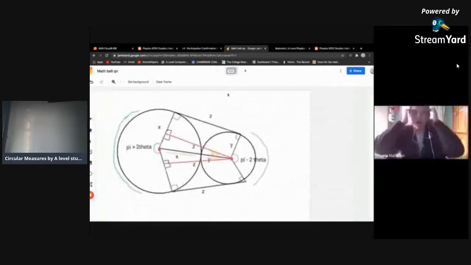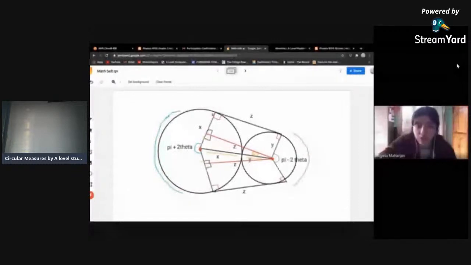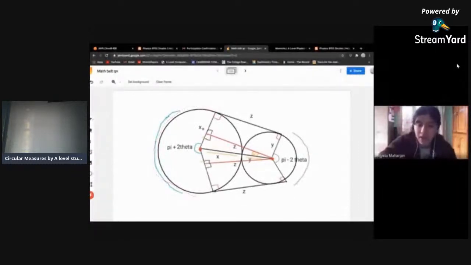Now, what we need are these two curves. This here, this here. If we look at it very carefully, we can see this is a sector of this big circle. And we can see this is an arc length of this sector, right? We have the radius as x, and we have theta.